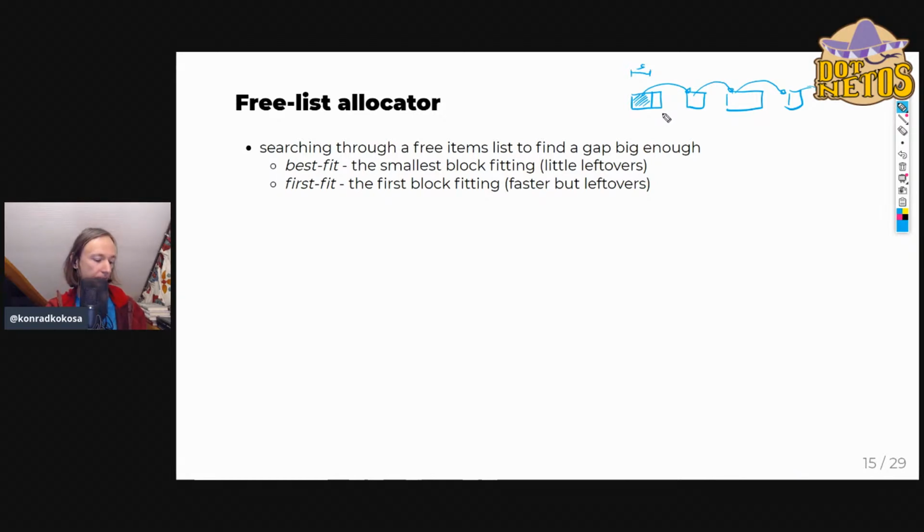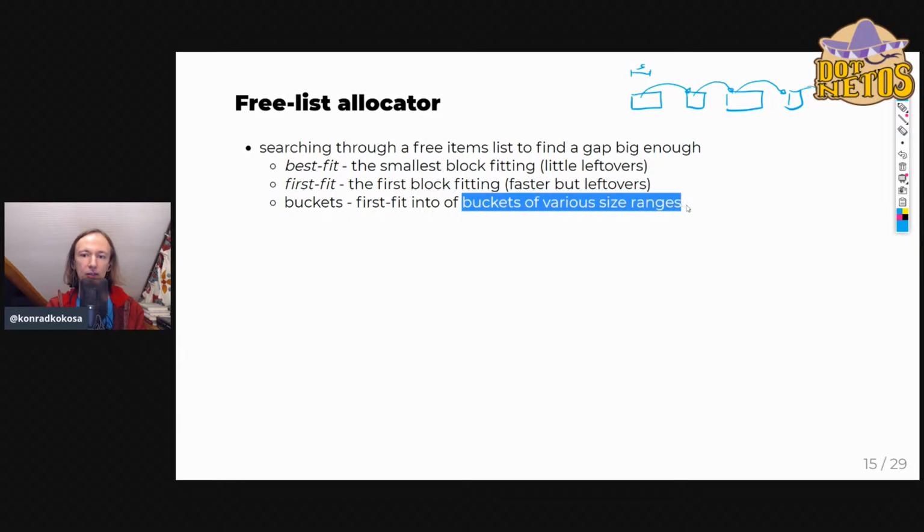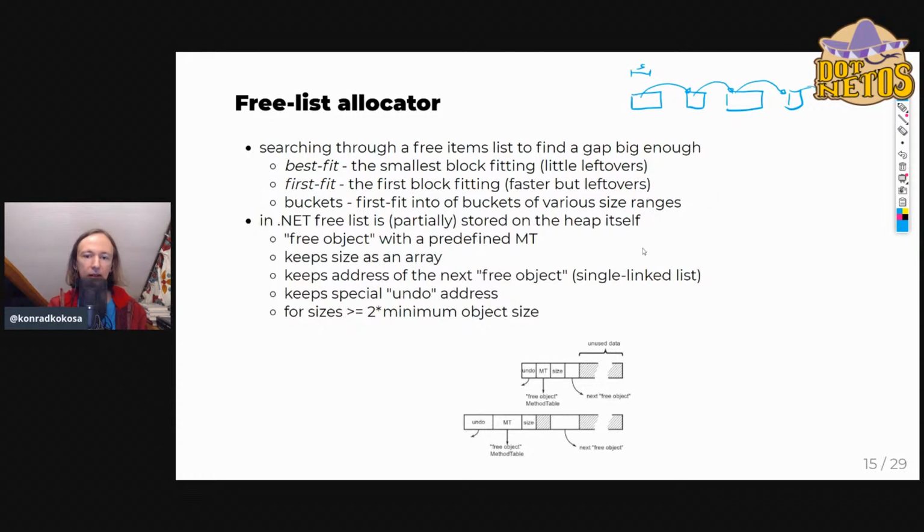So both of these approaches don't sound like a good approach, and in the end this is not what the .NET is doing, because it is doing that with the help of buckets. So we have buckets that combine the idea of first fit, which will be the first fit inside a bucket of various size ranges. So we will be keeping a list of various lists. Our list in the end will be split into various sublists with the sizes of gaps in given ranges. And this is how it is organized in the end.